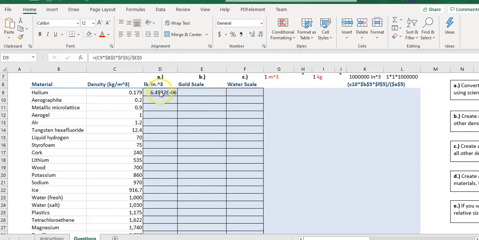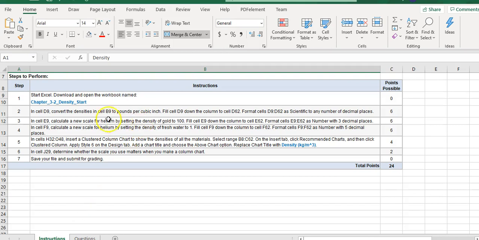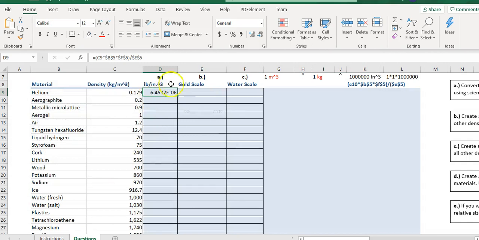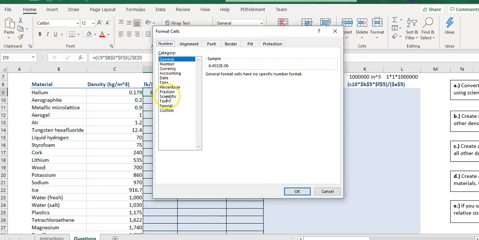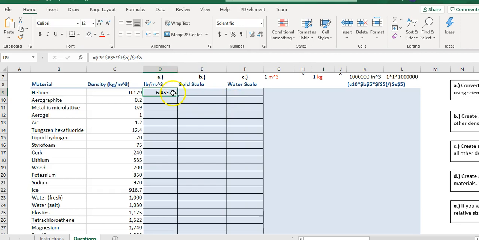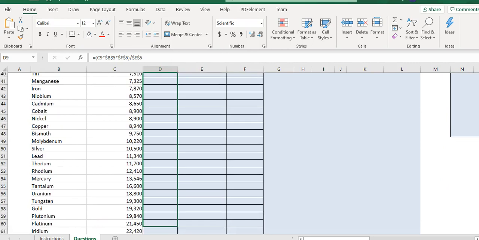All right, so this is what you got for helium, and we're going to take that value, and it tells us in our directions that we need to format it as scientific to any number of decimal places. It doesn't really care, but it wants to make sure it's scientific. So we're going to come up here and choose scientific. You don't always see it listed as an option, so we're going to go to more number formats and choose scientific. The 2 came up as the default, so I'm going to use that, and we're going to fill this all the way down to the bottom of our chart.